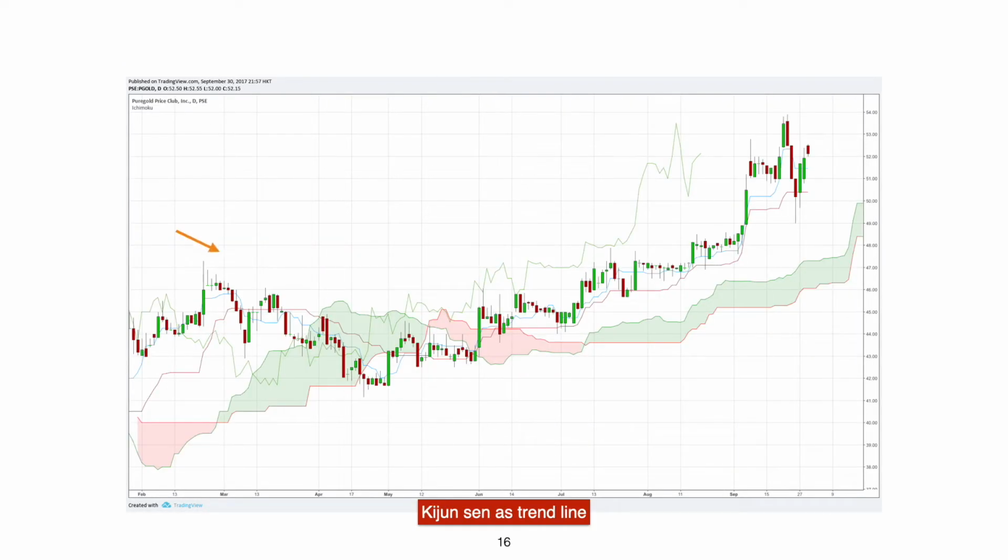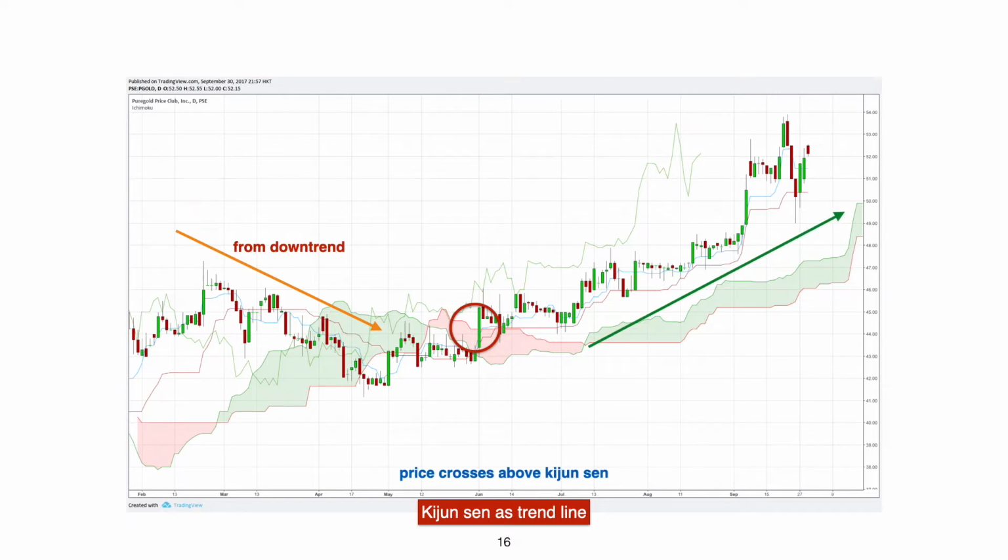The Kijun Sen line is also a built-in trend line. In the first half of this chart, the Kijun Sen acted as price resistance. Price trended below the Kijun Sen line. Then a reversal happened and the price crossed above that line. This was a bullish signal. The result was a reversal from a downtrend to an uptrend.